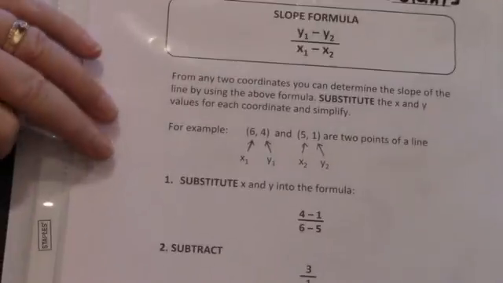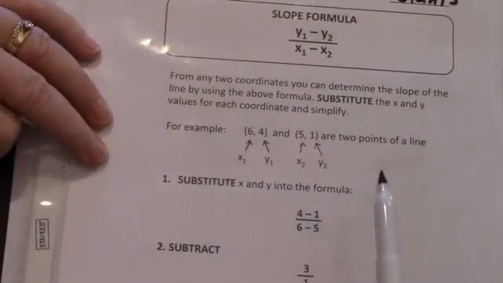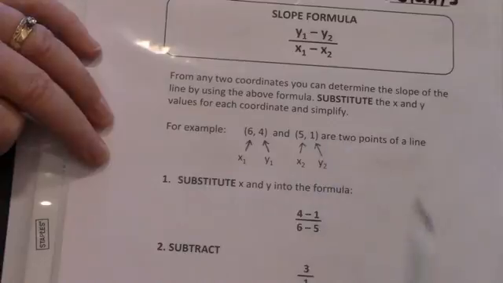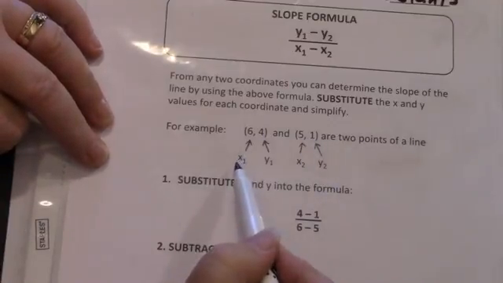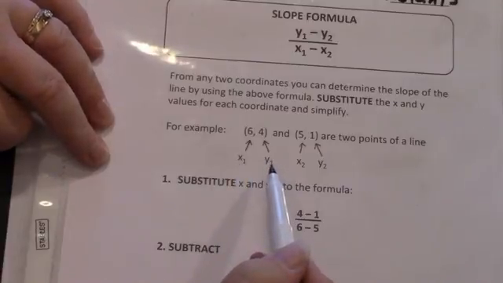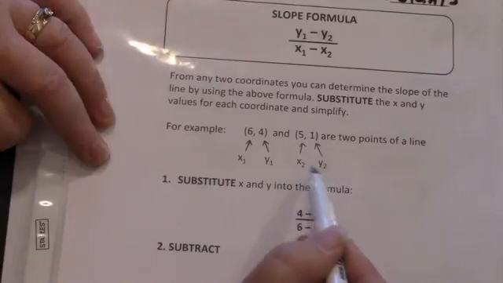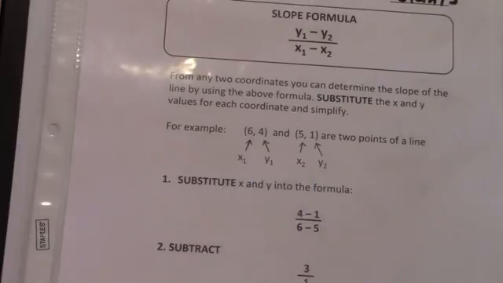Let's look at our example. We have a coordinate 6, 4, and we have a coordinate 5, 1. These are 2 points of a single line. Now, x sub 1, y sub 1, don't let that be too confusing for you. That's just telling you this is the x and y of the first coordinate. This is x and y of the second coordinate. It's not like an exponent. Those little numbers are just not exponents. This is just telling us this is coordinate number 1 and this is coordinate number 2.